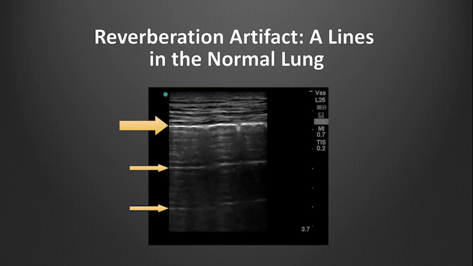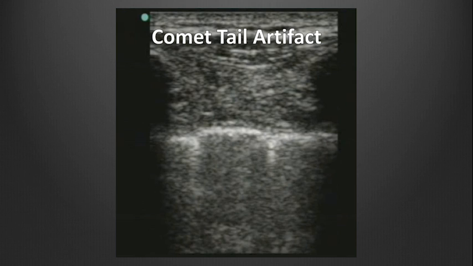Each of these white lines is a replica of the pleural line occurring at equally spaced intervals, but does not actually exist in the patient's body. A-lines are an example of an artifact that occurs in normal tissues. Another reverberation artifact seen when scanning lung tissue is the comet tail artifact.